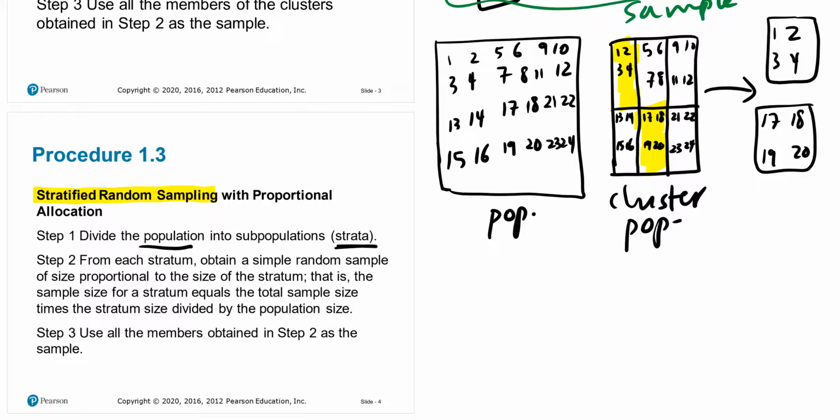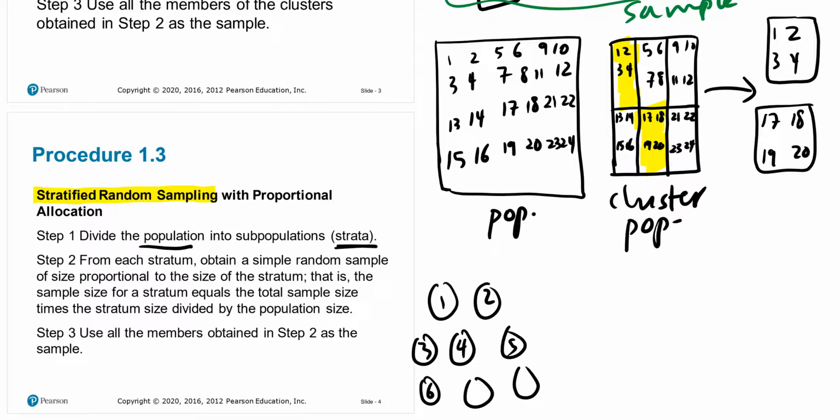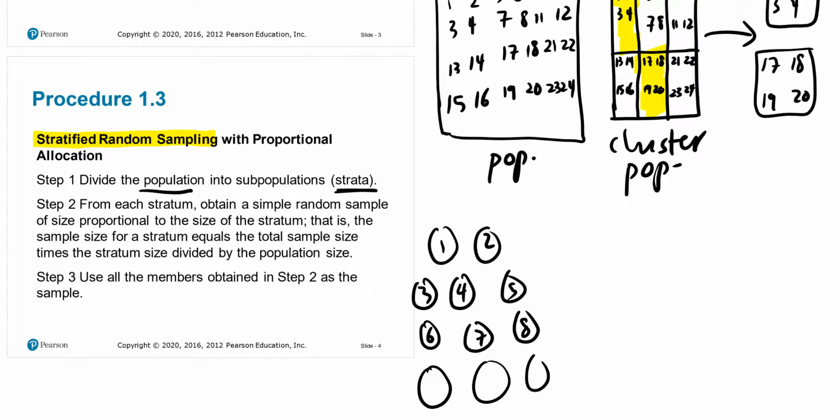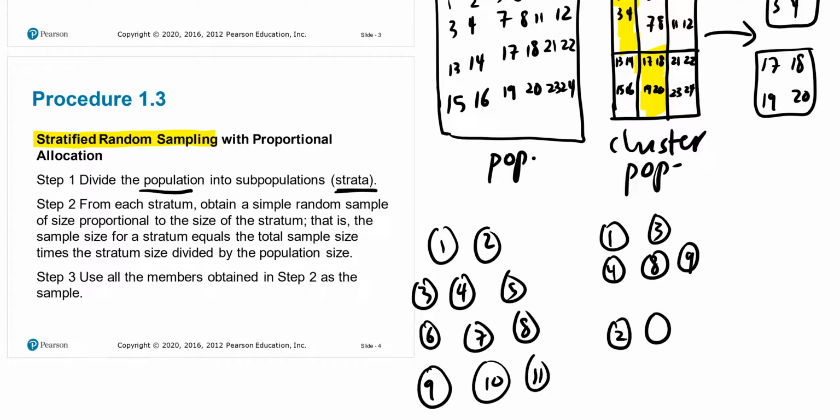Now for the stratified sampling, you've got a number of people here: 1, 2, 3, 4, 5, 6, 7, 8, 9, 10, 11. So let's say we have this many people. What you do is you take the population and split it, so divide it. It means you have to use all of it. Divide it into strata. So let's say I want to put the 1 here, the 3, 4, 8, 9. So it says divide the population into 2 subpopulations. And then the next one here is 2, 5, 6, 7, 10, 11.